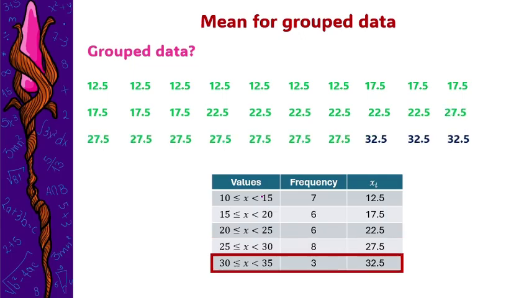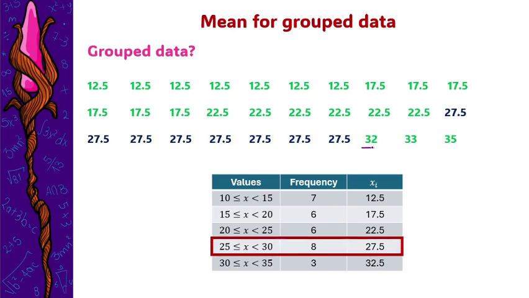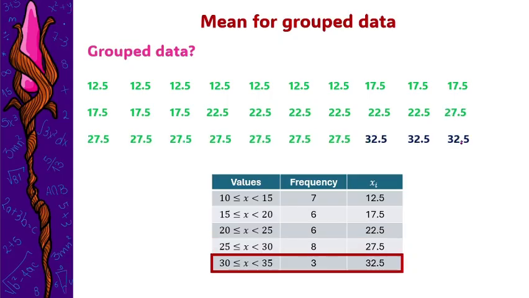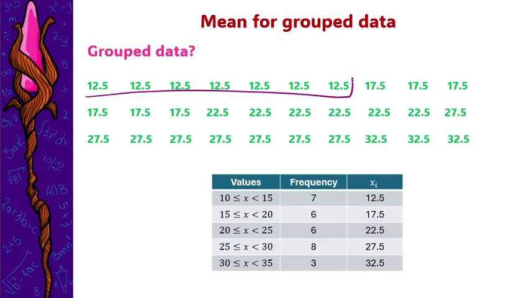So it's like they are not the values that we have anymore. They became these new values. So instead of having 32, 33, and 35, it's like we have 32.5 three times. What I want to explain with this is that the mean for the grouped data is going to change a little bit because we don't have the same raw values anymore, but it's going to be very close to the actual mean. That's why it's so useful, because it's way easier to calculate and it's still very close to the actual mean.